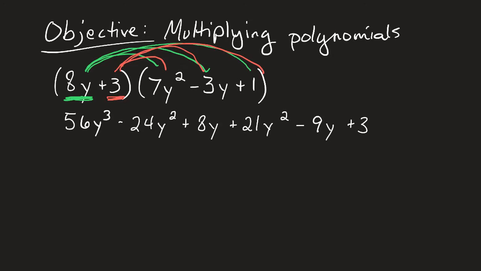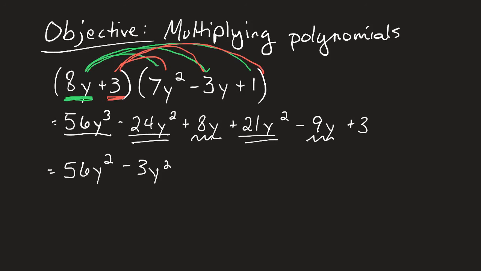And we just need to combine like terms. So we start with our highest term, which is that 56y cubed. Then we go to our second highest terms. So we've got negative 24y squared and 21y squared. So negative 24y squared plus 21y squared is going to be minus 3y squared. And then we have our y. So we have 8y minus 9y, which is just negative y. And then we have plus 3. So that is our final answer.